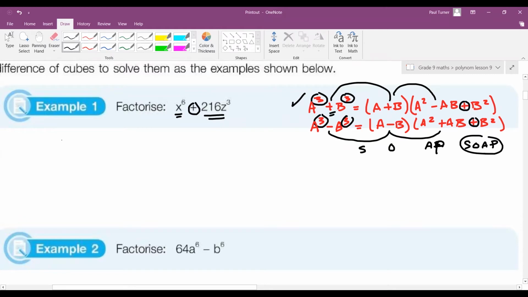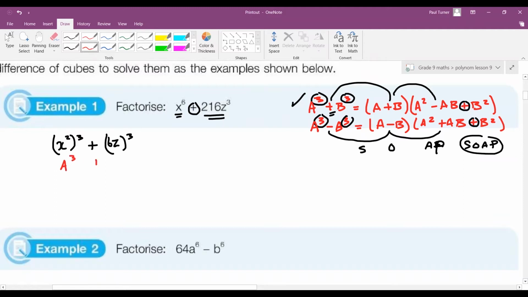So we've got x to the 6. Well, that would be x squared, cubed, plus 216, which is 6z cubed, like that. It's in your textbook. You can follow along. So now we have a cubed plus b cubed. So we could write that underneath.